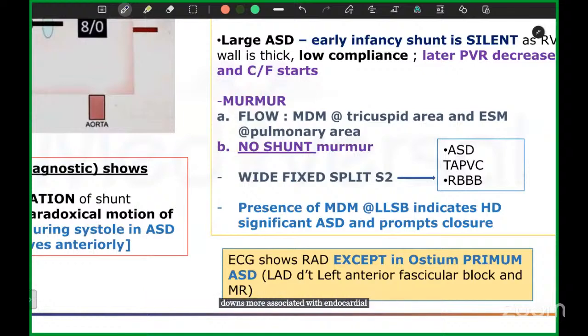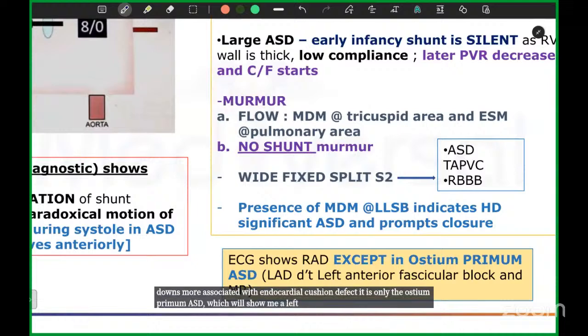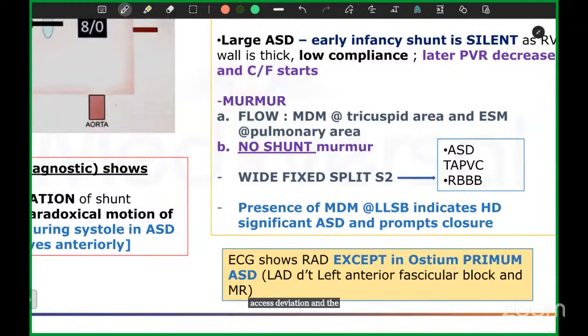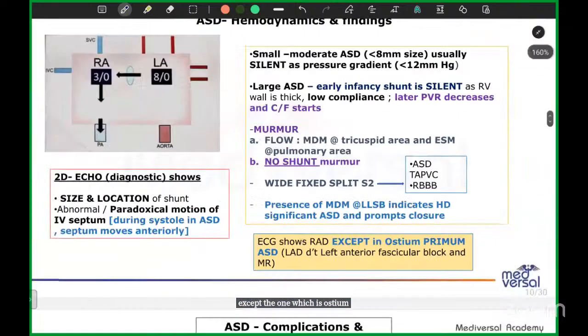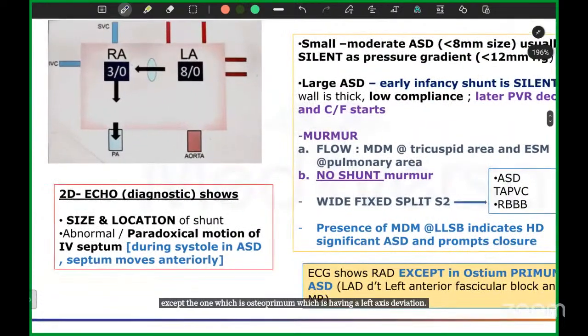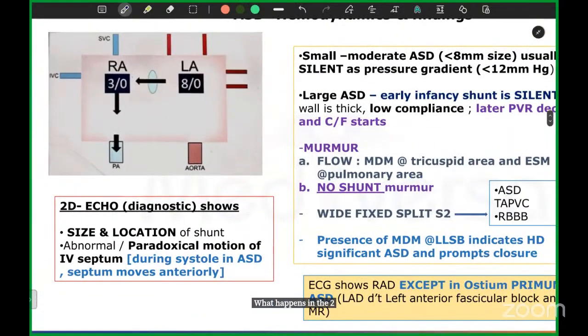It is only the ostium primum ASD which will show a left axis deviation, and the reason for it is the left anterior fascicular block and a mild mitral regurgitation, which we find in those cases. The explanation is not really required at your level, but one thing you can remember, ASD is usually right axis deviation because the right sided chambers get enlarged, except the ostium primum, which has a left axis deviation.